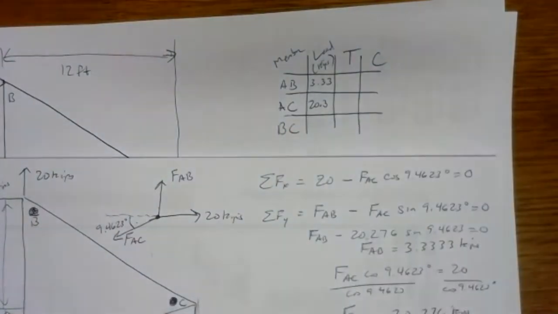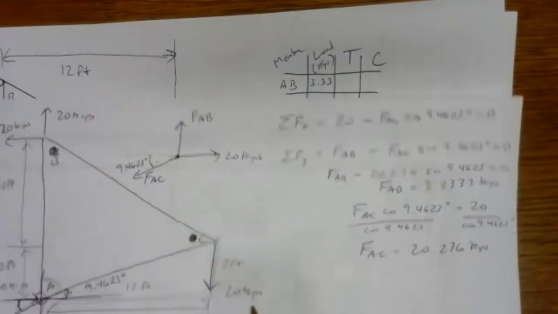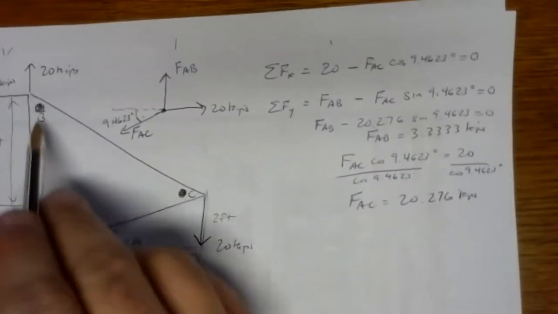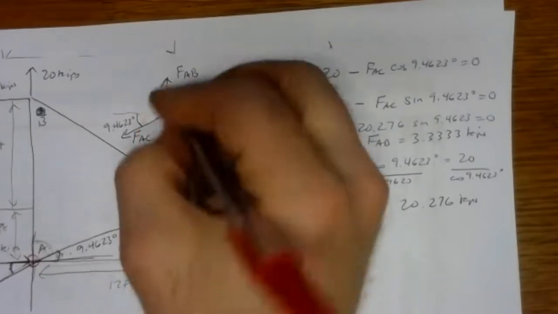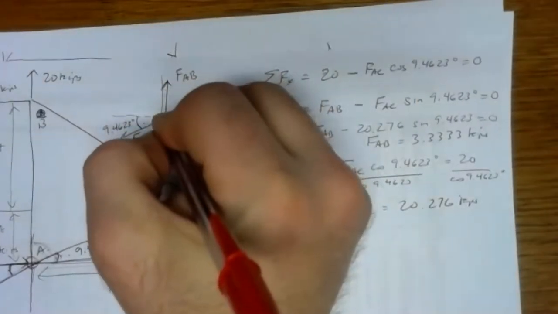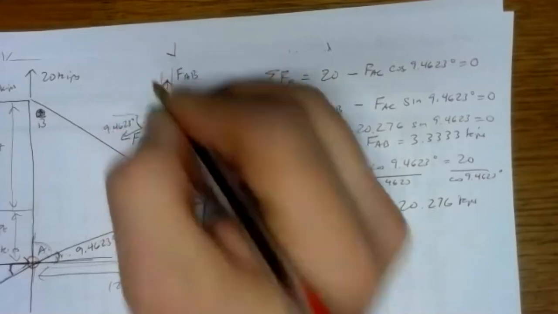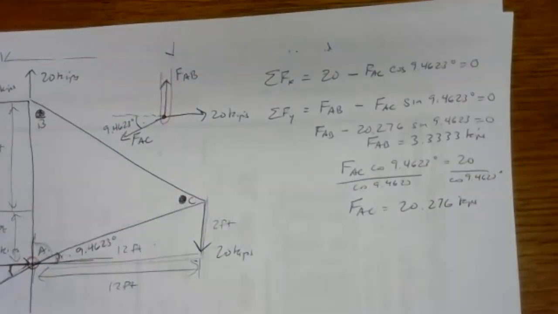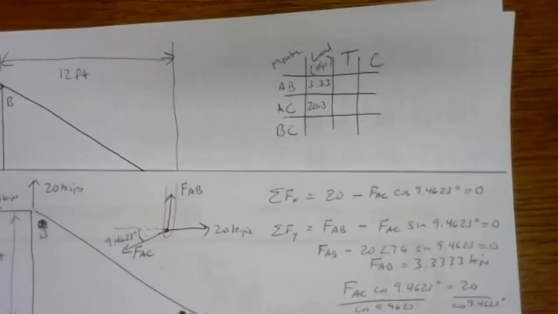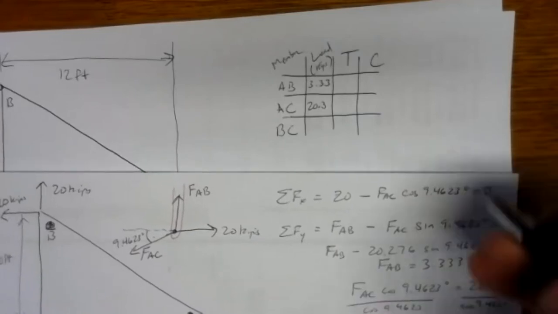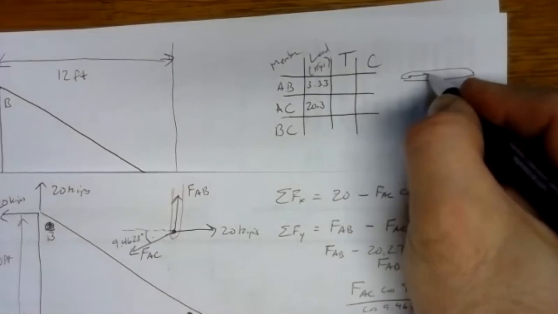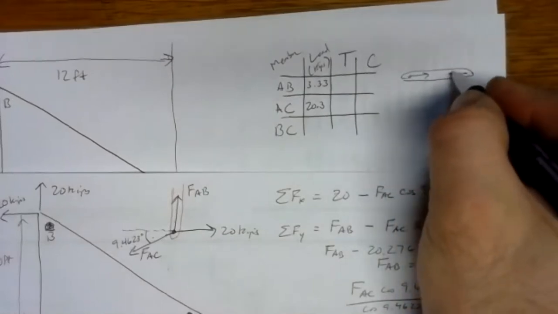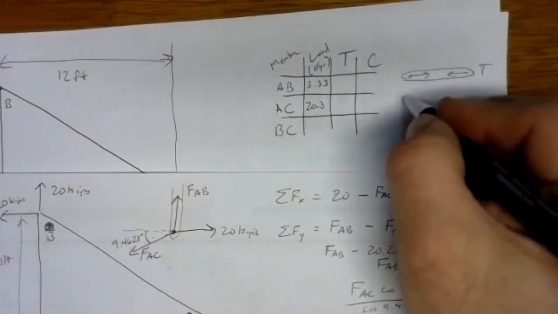But now we need to figure out tension or compression. So let's look at member AB. Member AB is straight up and down. It is above joint A. So on our free body diagram for joint A, member AB looks like that. And if you have to draw out those pictures of tension and compression, tension pulls in, compression pushes out.